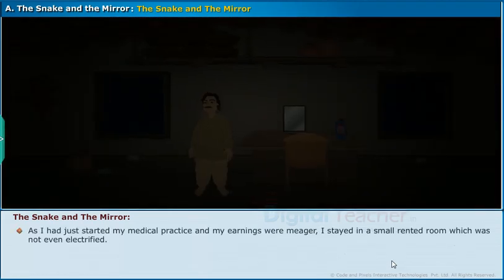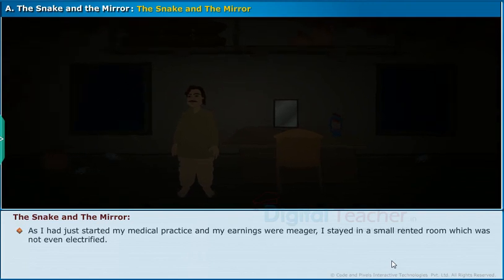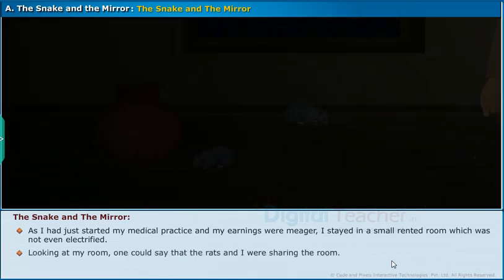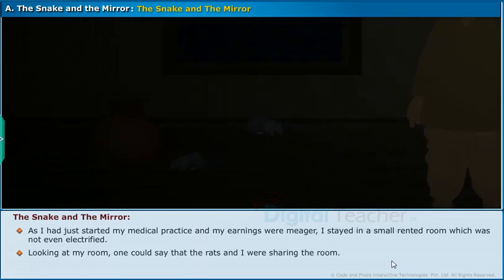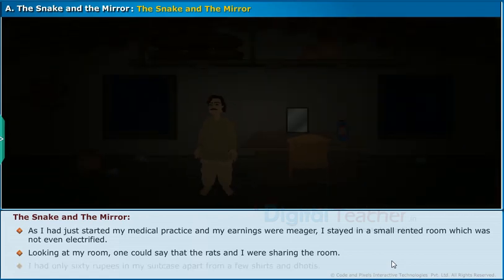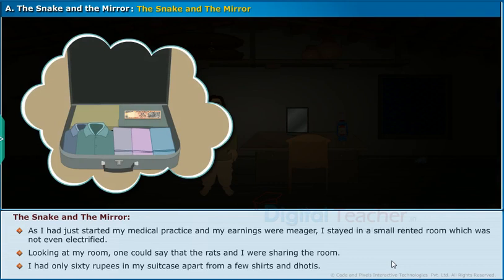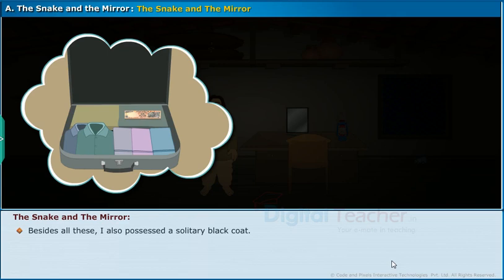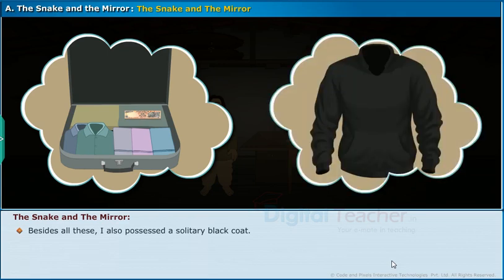As I had just started my medical practice and my earnings were meager, I stayed in a small rented room which was not even electrified. Looking at my room, one could say that the rats and I were sharing the room. I had only 60 rupees in my suitcase, apart from a few shirts and dhotis. Besides all these, I also possessed a solitary black coat.